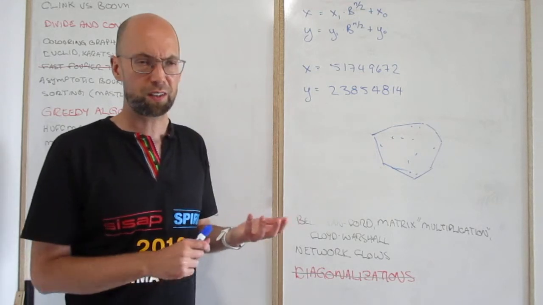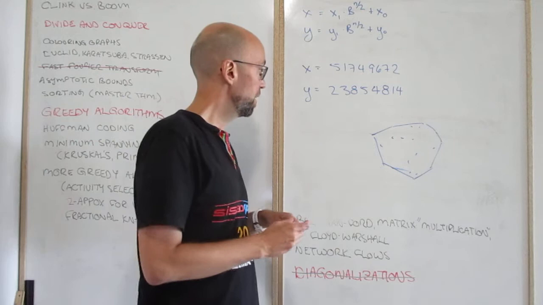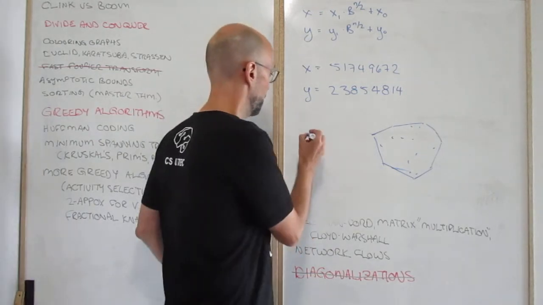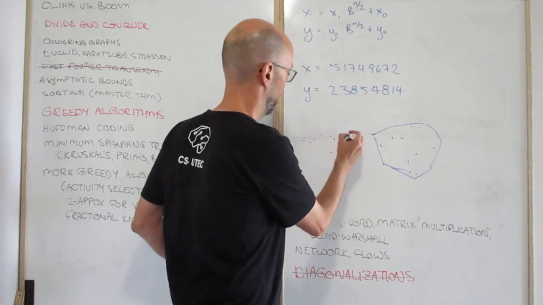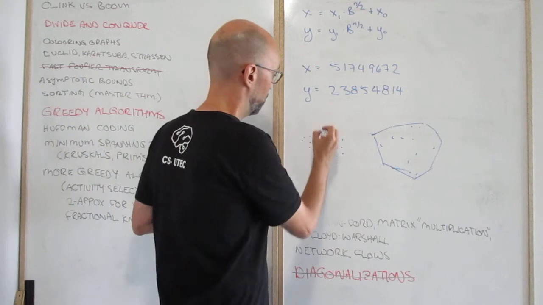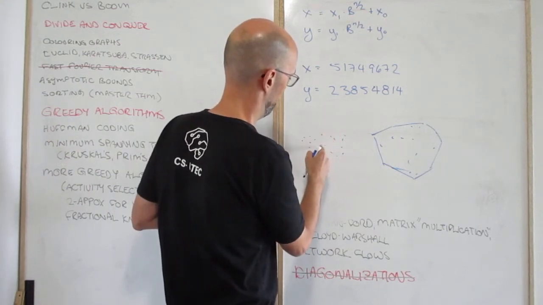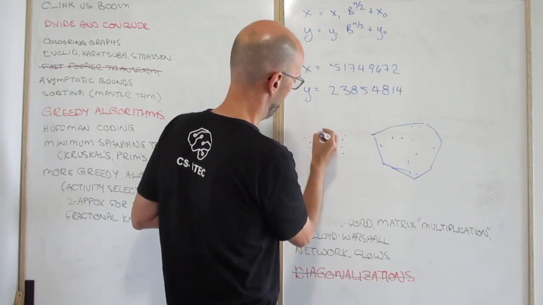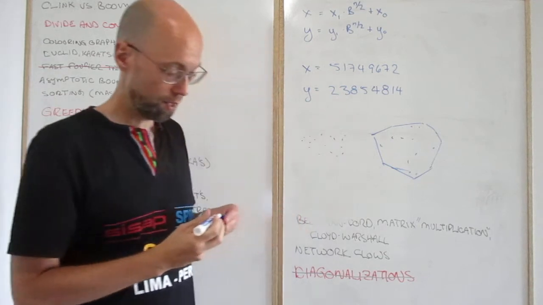So the divide and conquer algorithm actually has a name, and I forget the name. But one of the things you can do is you have the points. Okay, well, you sort them by x-coordinate, and you split them, right? Say that we've split them here. Let's not do that.